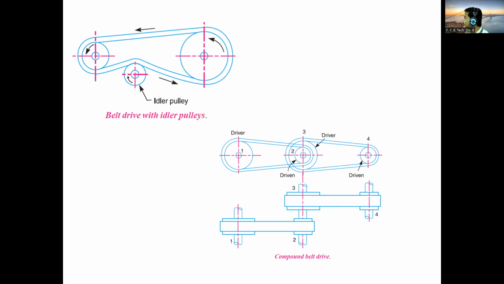Smaller is a driving pulley. The smaller pulley, just see how the movement is there. Motion, see, here there is more slack.